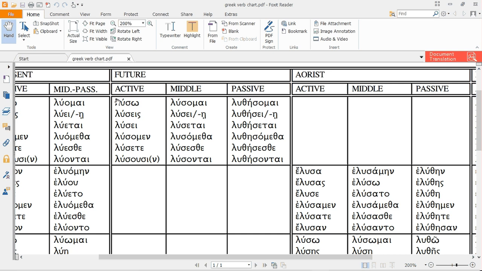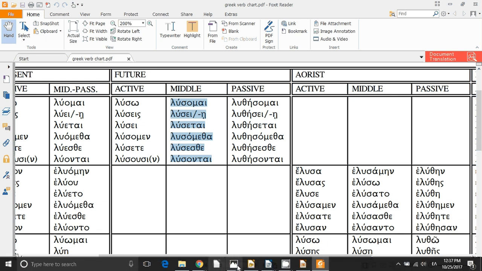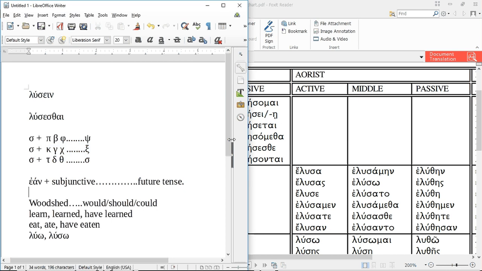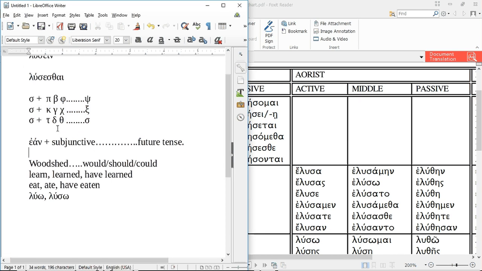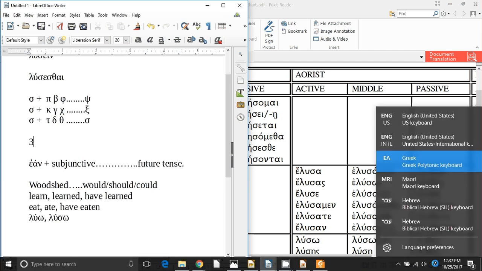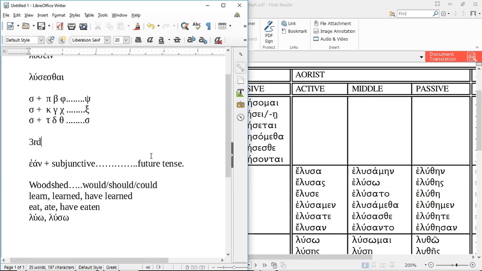Obviously, make a flashcard of your verb forms, new verb forms that we're learning, the active and the middle future indicative. And then also we've got a new third class conditional. You should also make a flashcard for your third class conditional.